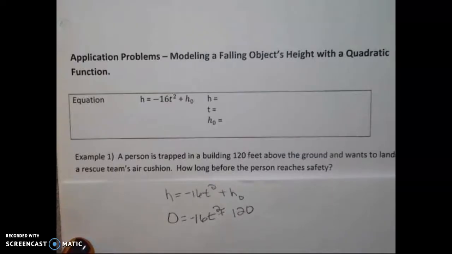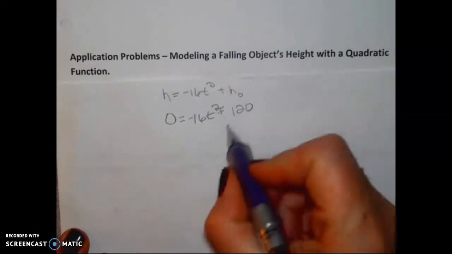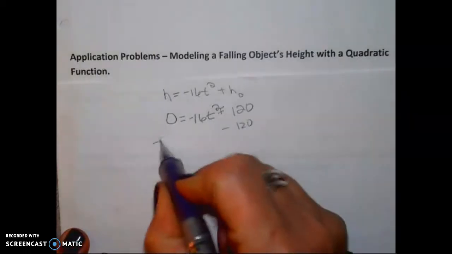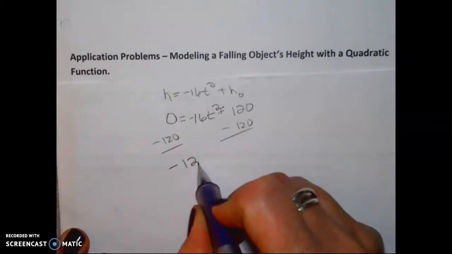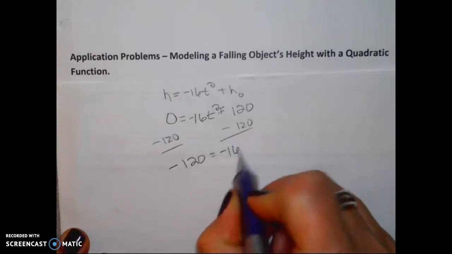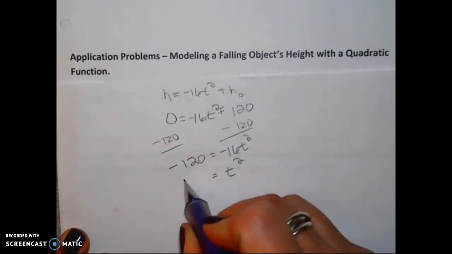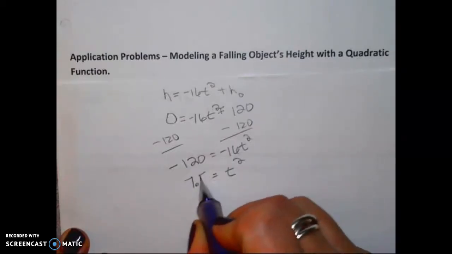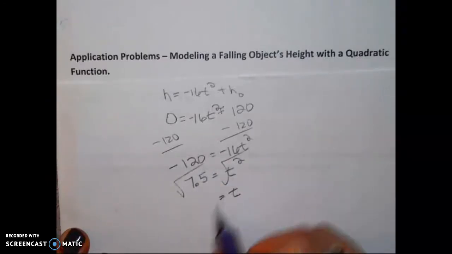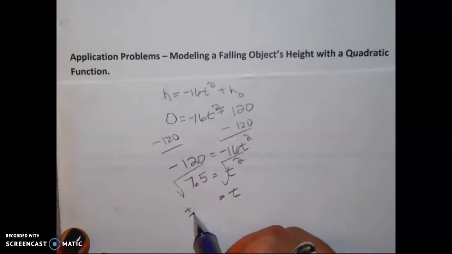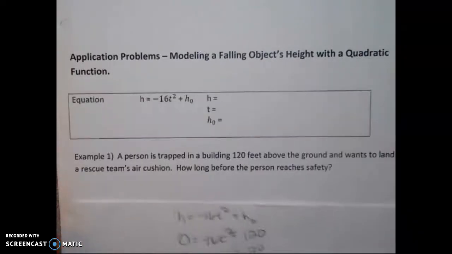Okay, you know how to solve this. Once you have it set up, you just solve for the t squared. Subtract 120 from both sides. Then divide by -16, and you get 7.5 or 7.5-ish. When you square root both sides, we know that we get a plus or minus, and the square root of 7.5 is 2.7.